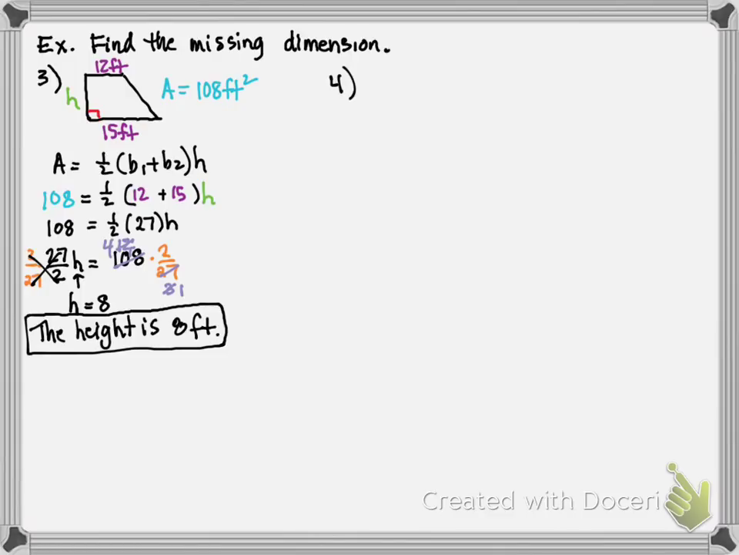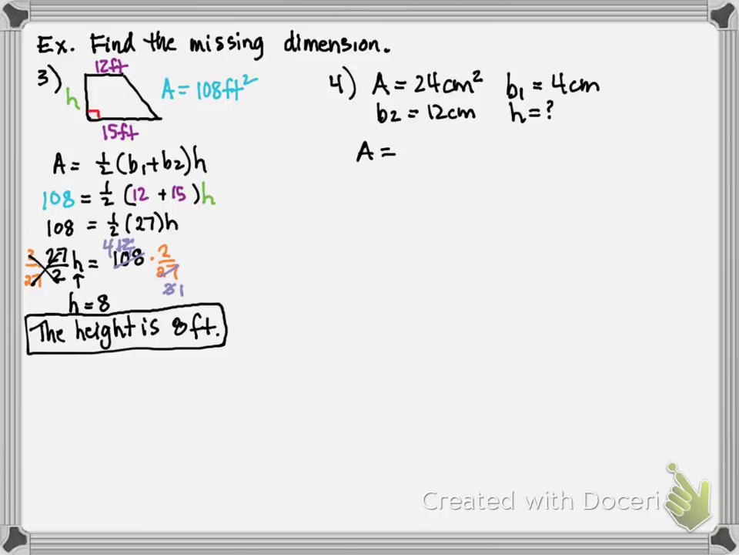All right, last example. This time there's no diagram. They just list out information for us. We get the area is 24 square centimeters. Base sub 1 is 4 centimeters. Base sub 2 is 12 centimeters. And we've got a height of, we have no idea.